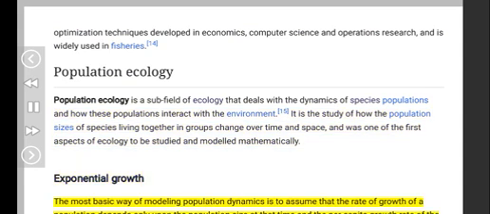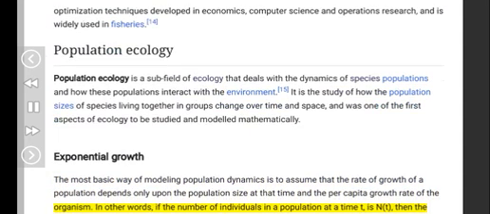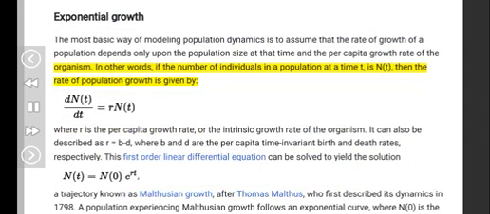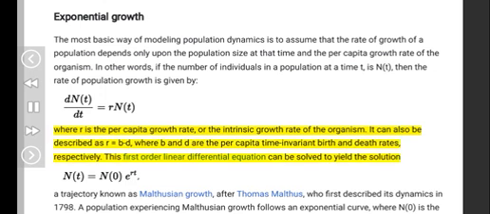Exponential growth. The most basic way of modeling population dynamics is to assume that the rate of growth of a population depends only upon the population size at that time and the per capita growth rate of the organism. In other words, if the number of individuals in a population at a time t is n(t), then the rate of population growth is given by dn/dt = rn, where r is the per capita growth rate, or the intrinsic growth rate of the organism. It can also be described as r = b - d, where b and d are the per capita time-invariant birth and death rates, respectively.